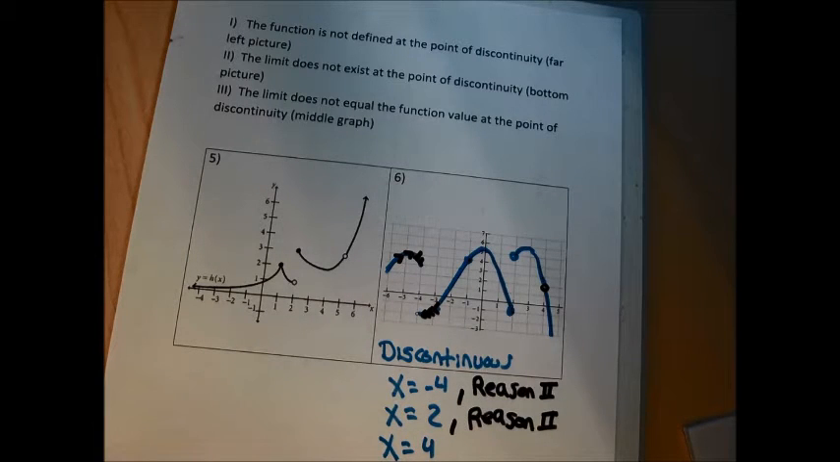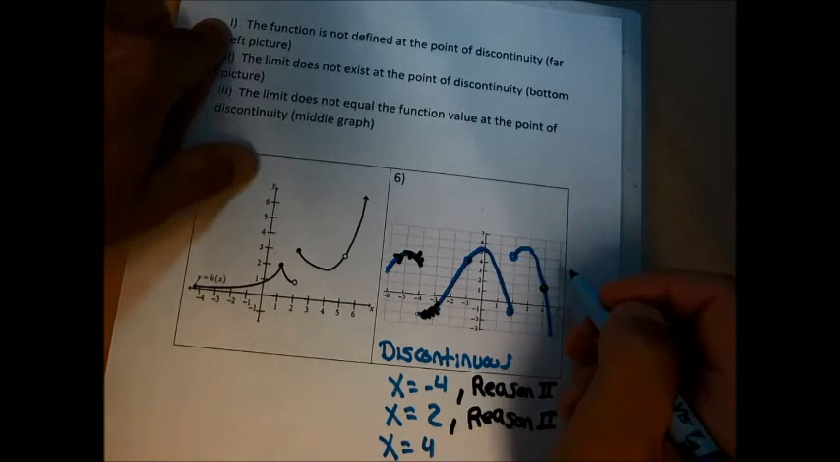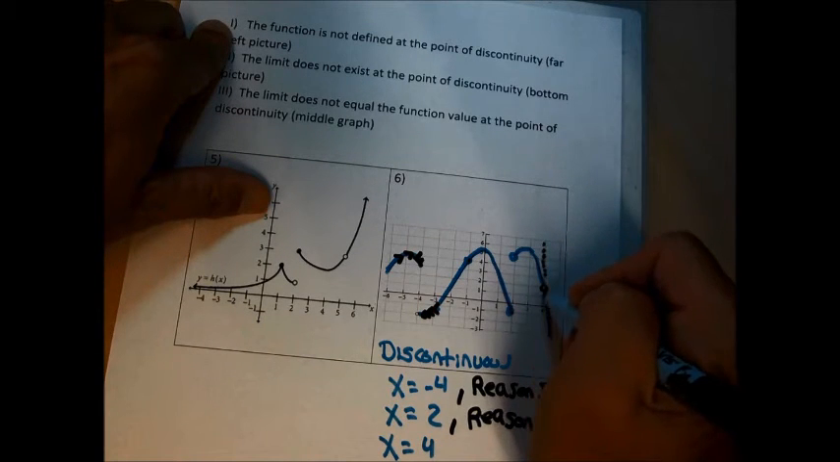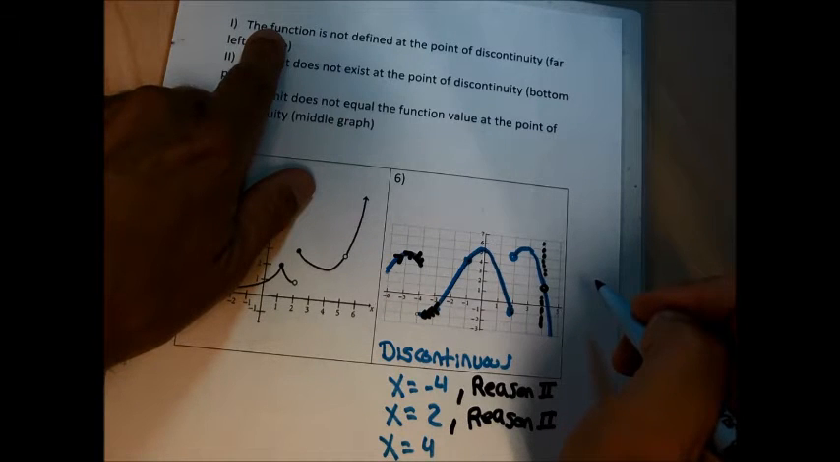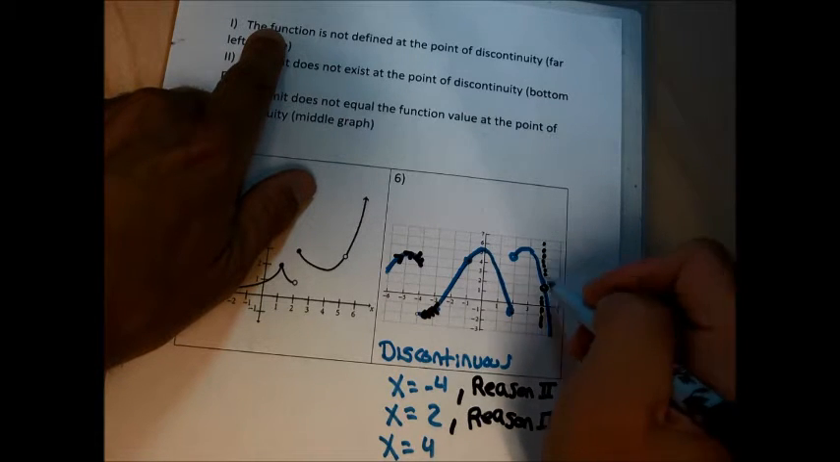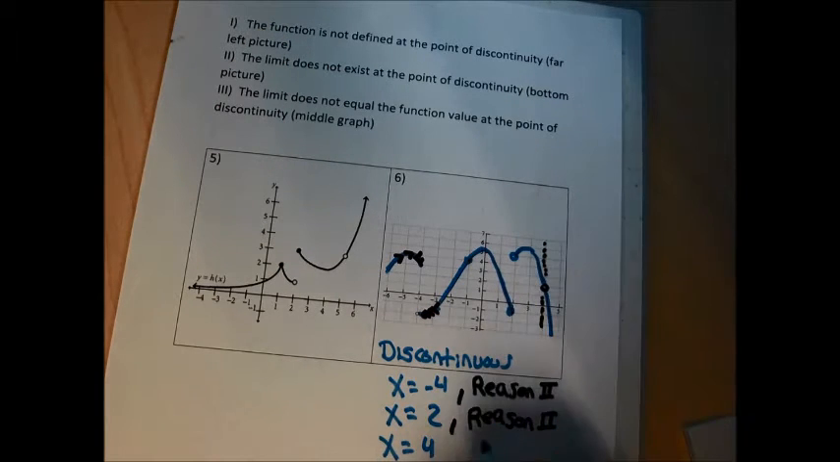And the reason it's discontinuous at x equal to 4 is because if I look above 4, there isn't a closed circle anywhere above 4, so the function isn't defined at that point. The graph has to exist. There has to be a closed circle or a portion of the graph that goes through that point. So that's reason 1.